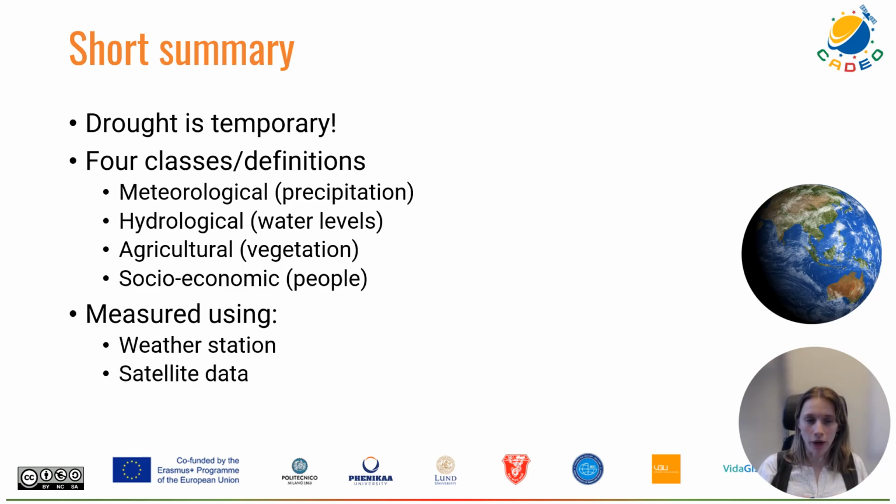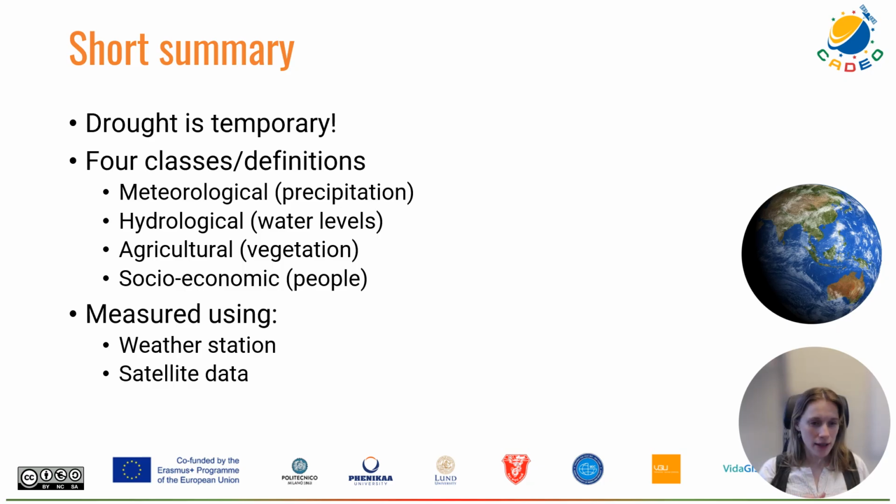There are 4 classes or definitions of drought. Meteorological, the most common one, looks at precipitation and temperature. Hydrological drought looks at water levels in different water bodies, groundwater reservoirs, rivers, for example. Agricultural drought focuses on vegetation and maybe more on agricultural vegetation. Is there enough water to support crop growth? And then socioeconomic focuses on people. How are people affected by the drought?